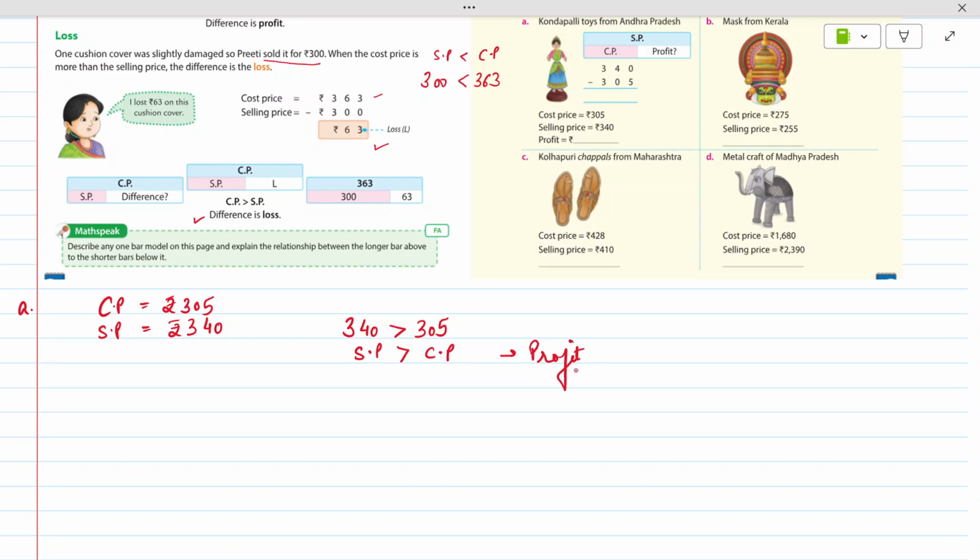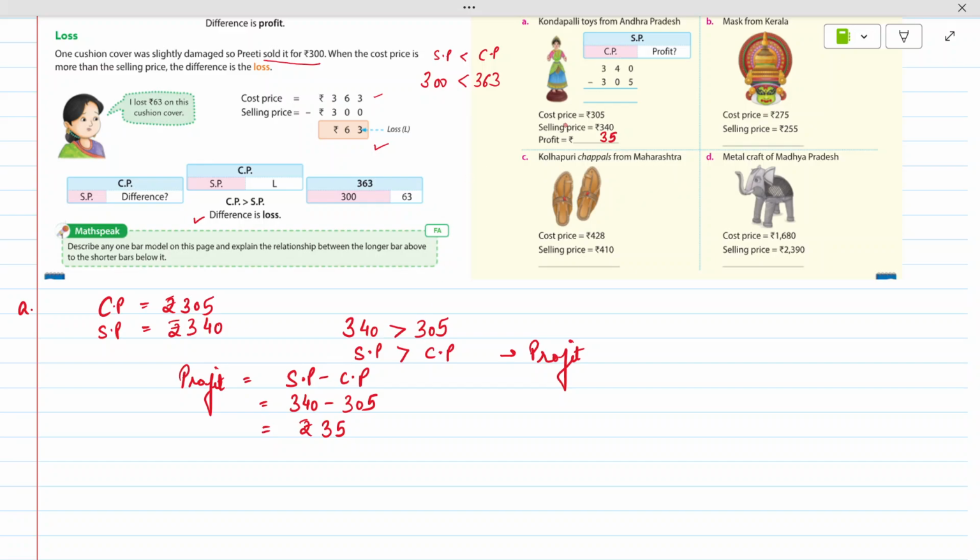And now we have to identify the amount of profit. So the amount we can get by measuring the difference between the two, between the selling price and the cost price. Selling price is 340, cost price is 305. So this will turn out to be rupees 35. I'm writing here, this will be rupees 35.